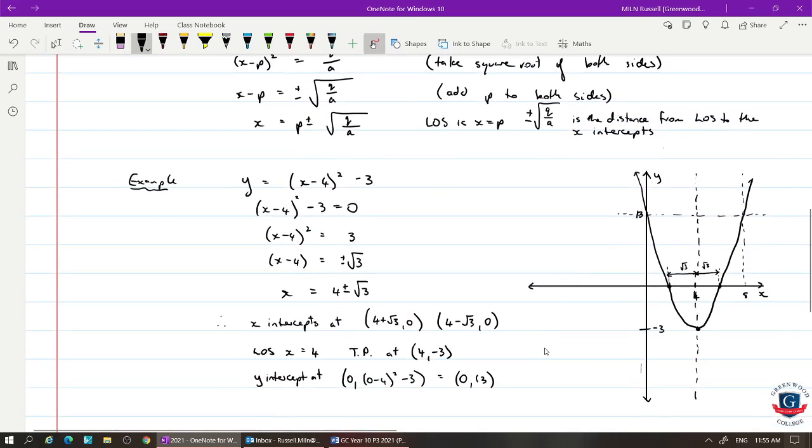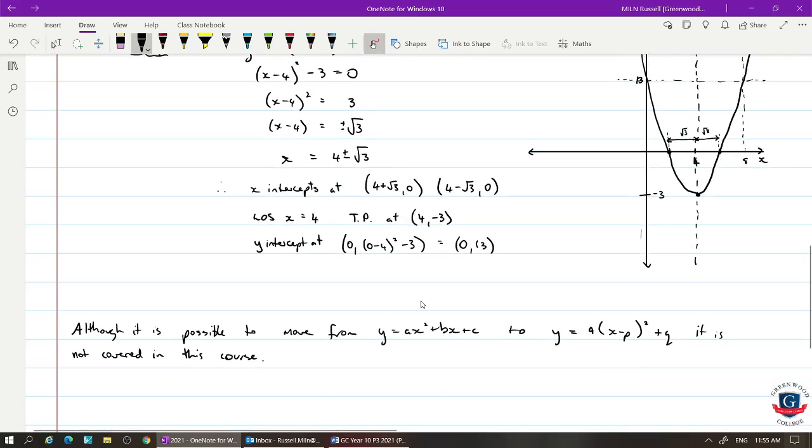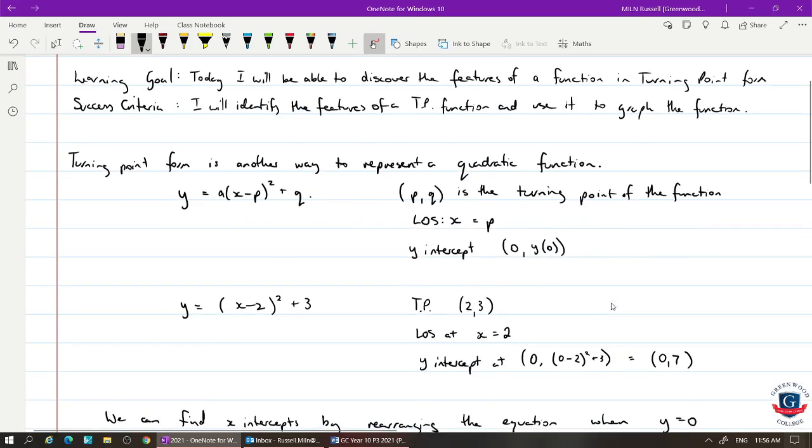Of the three forms, factored form, standard form, and turning point form, if you have an equation in turning point form, it is the easiest to work with because most of the information you need you can read straight off the equation itself or the function itself. You can move from standard form to turning point form by completing the square, but it's not covered in this part of the course. So there is actually a video on that elsewhere in the playlist if you're interested. And I think that's all I want to cover in this.